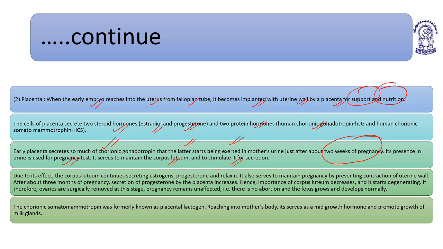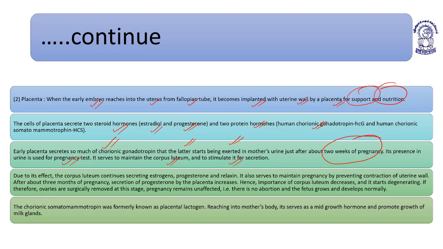The placenta serves to maintain the corpus luteum to secrete more progesterone and to stimulate it for secretion. Due to its effect, the corpus luteum continuously secretes estrogens, progesterone, and relaxin. It also helps to maintain the pregnancy by preventing contraction of the uterine wall.